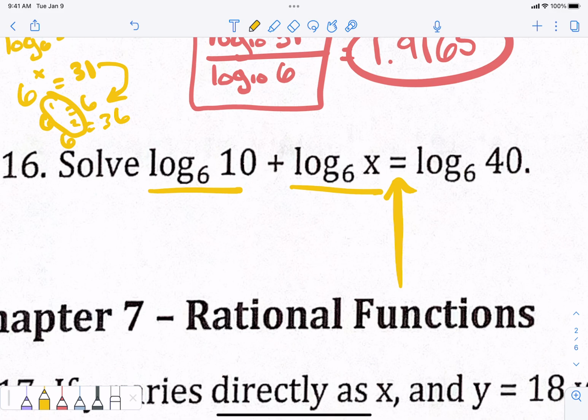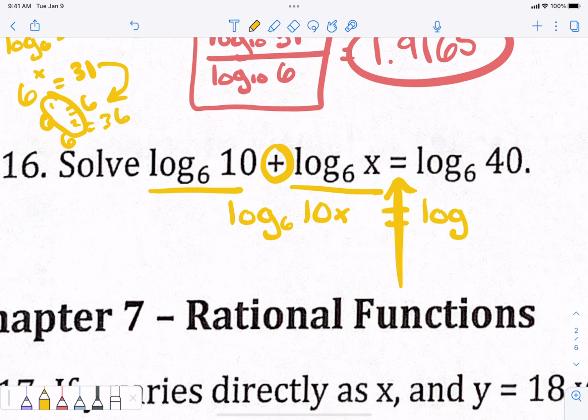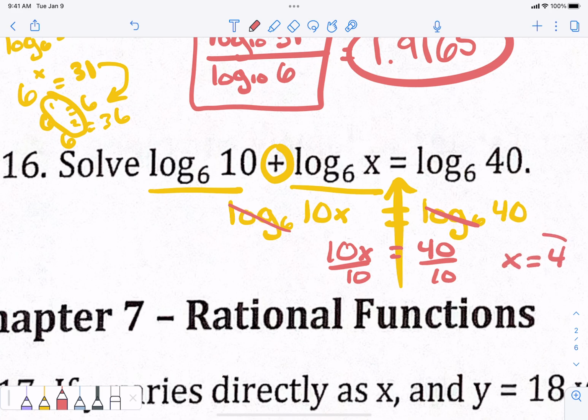What's in between them? Plus, so multiply. So what will they look like? Log base 6 of 10x equals log base 6 of 40. Log base 6 of 10 times x, right? If I put them together, multiply, equals log base 6 of 40, yeah? And then I can go shoom shoom, right? 10x equals 40 and divide by 10. So x equals 4.